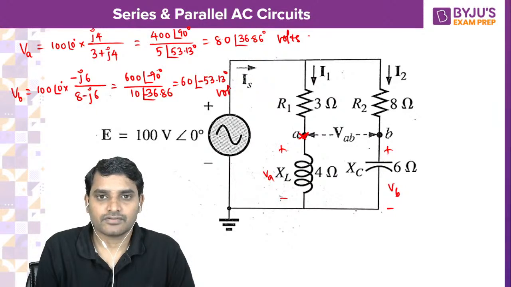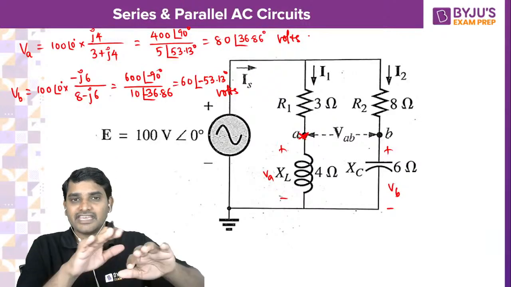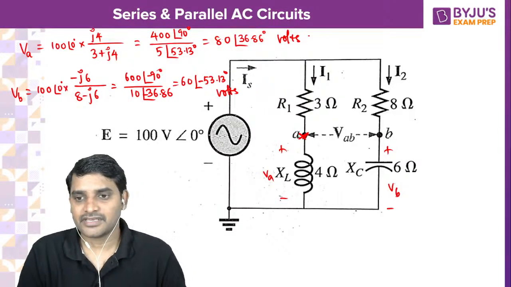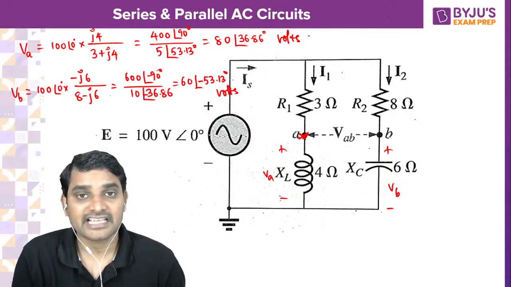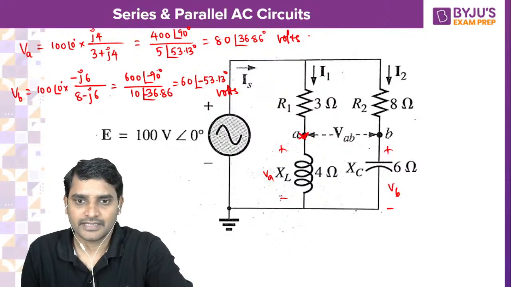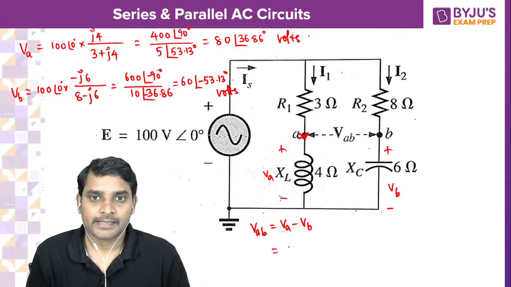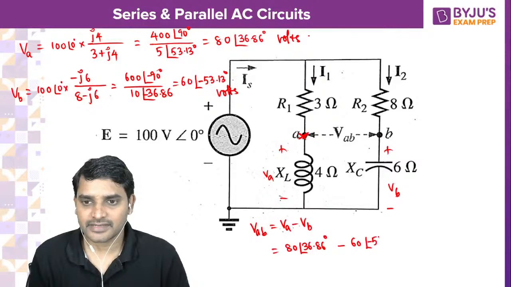So these are the voltages across A and B. Now what is VAB? Can you tell me what VAB is? VAB is nothing but simply VA minus VB. Kalyani is saying approximately 100 at an angle 73.74. Let's see. VA minus VB will be 80 at an angle 36.86 minus 60 at an angle minus 53.13.